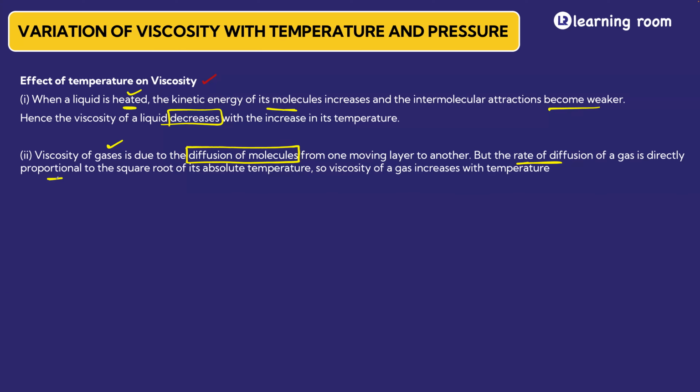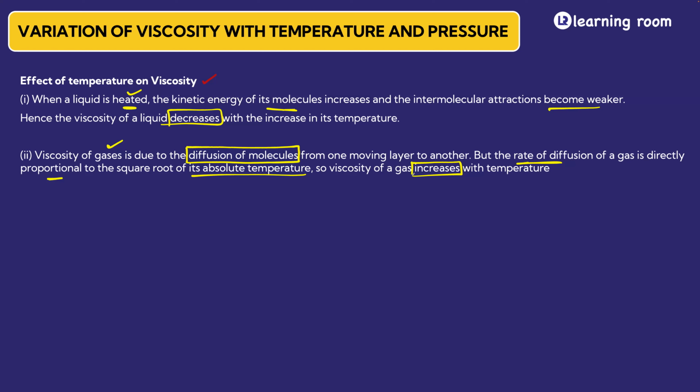So what are they saying? The rate of diffusion of a gas is directly proportional to the square root of the absolute temperature. Absolute temperature is the one which is measured in Kelvin. So what is going to happen to the viscosity of the gas with temperature? Viscosity of the gas increases with temperature. But don't worry, in this chapter, we'll be concentrating mainly only on fluids.